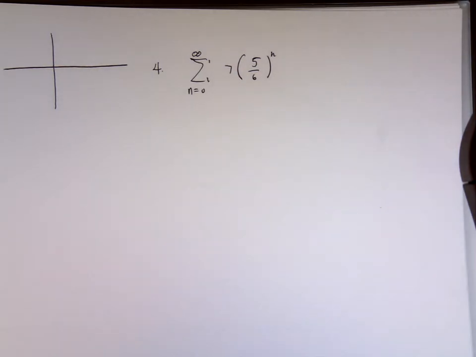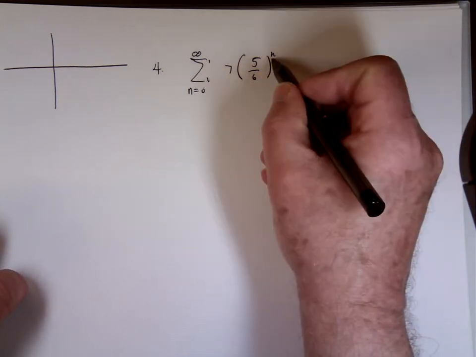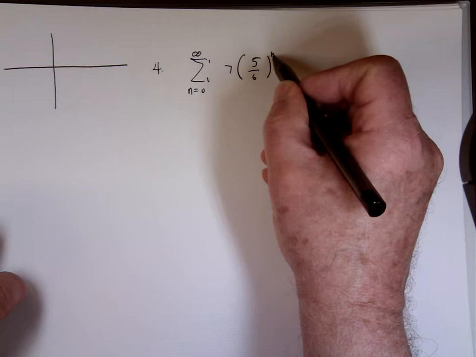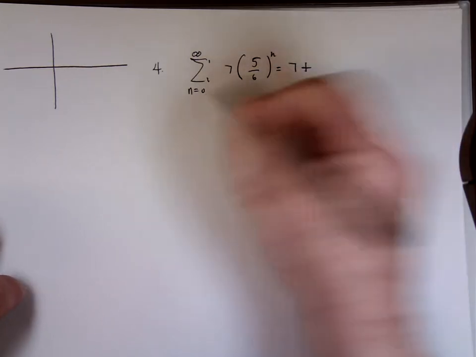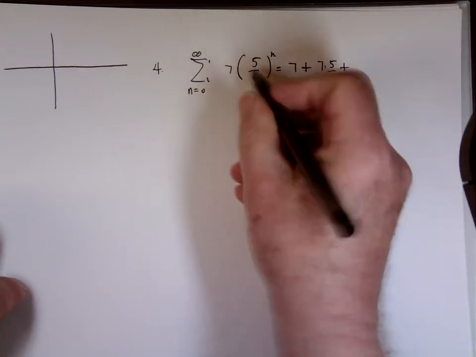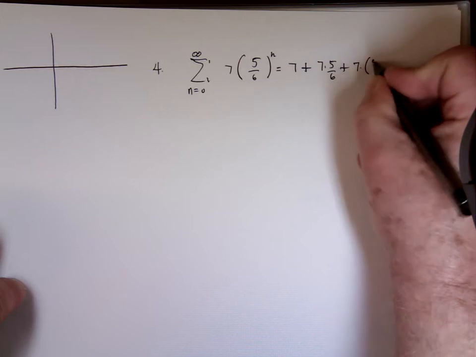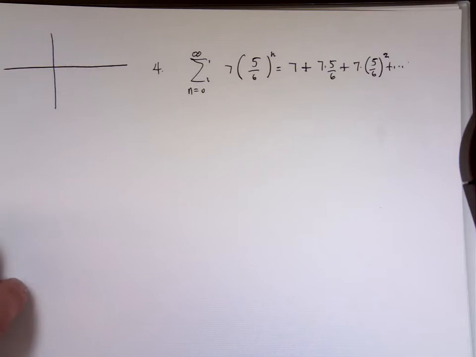Now, when it's written in this form, you know it's geometric, okay? Because here, let's write out a few terms. When n is 0, you're going to get 5/6 to the 0 power, which is 1, so you get 7, plus. When it's 1, you're going to get 7 times 5/6. And then when n is 2, you're going to get 7 times 5/6 squared, etc. Okay? This is geometric. Each term is multiplied by 5/6 to get to the next term.